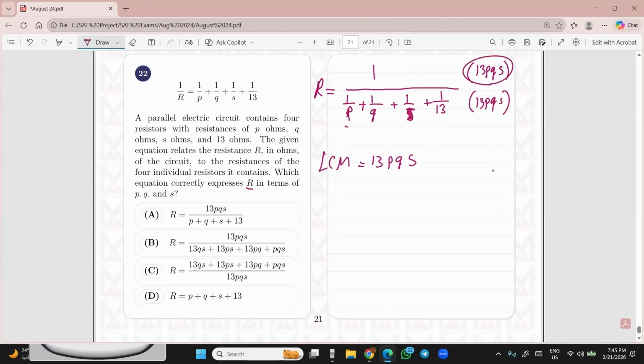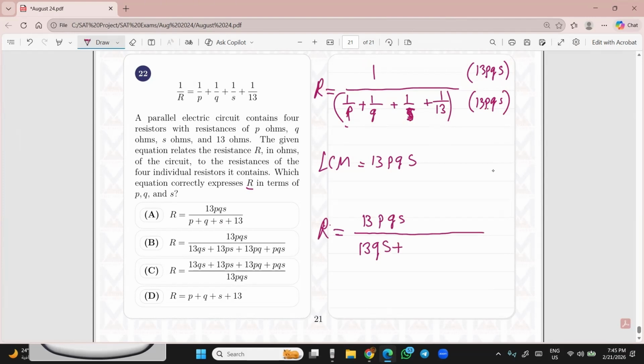And we multiply this by 1 to get the same number. So R is equal to 13pqs over. This should be distributed to all of them. So let's start by multiplying it by the first one here. When you multiply this number by 1 over p, the p cancels p. So we are left with 13qs. Of course, this is multiplied by 1 to get the same number.